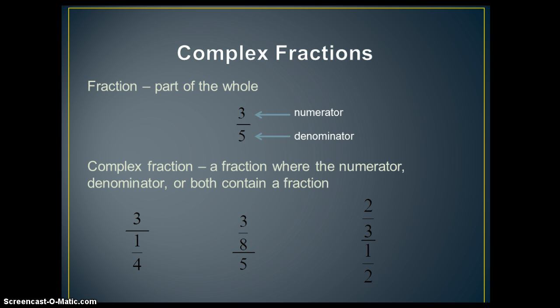A complex fraction, I know some of you think complex, it can't get any worse, but a complex fraction is where you have a fraction within a fraction. So either the numerator or the denominator or both contain a fraction. So here we have 3 over 1/4 or 3/8 over 5. The last one shows one with a numerator and a denominator fraction, so 2/3 over 1/2. Now don't worry, although they're called complex, they're not too hard to deal with.